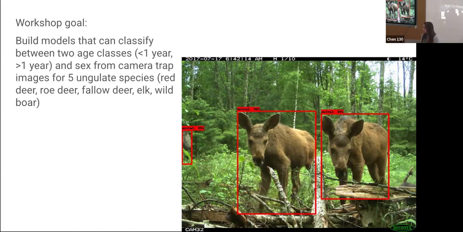Any questions? Yes. Thank you, this has been really, really interesting. I was wondering, do you need to have less than a year, more than a year? Is that for concerns of population stability, to deal with sustainable levels of hunting or something? So you have to classify between two age classes. Is that so there's not over hunting of less than a year?